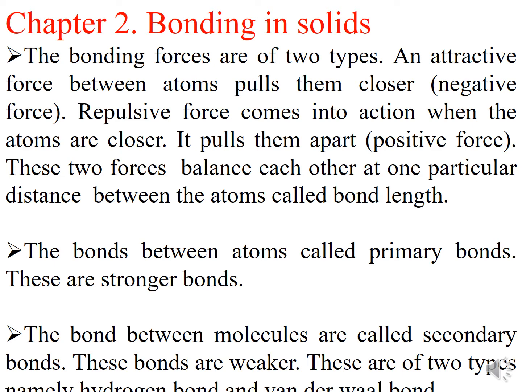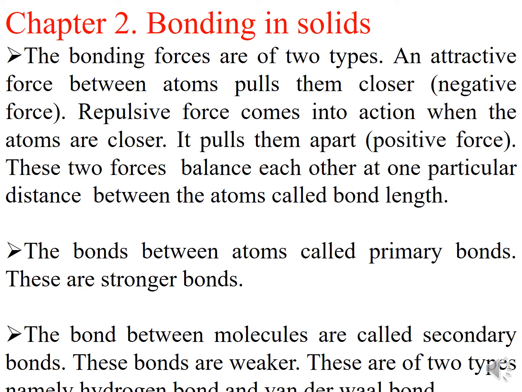The bonding forces are of two types. An attractive force between atoms pulls them closer. Those are called negative forces. A repulsive force comes into action when the atoms are closer. It pushes them apart, and that is taken as positive force. And these two forces balance each other at one particular distance, and that distance between the atoms is called bond length. The bonds between atoms are called primary bonds.